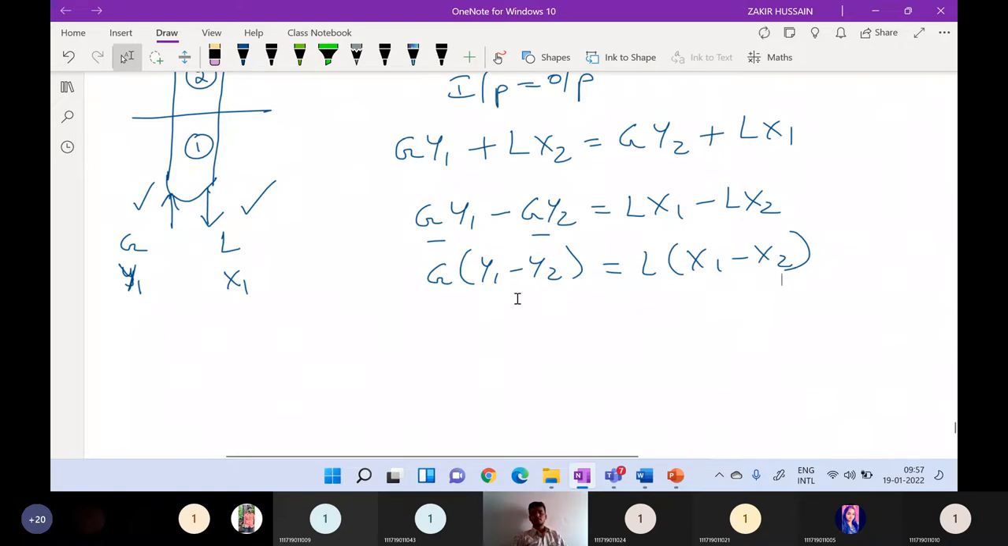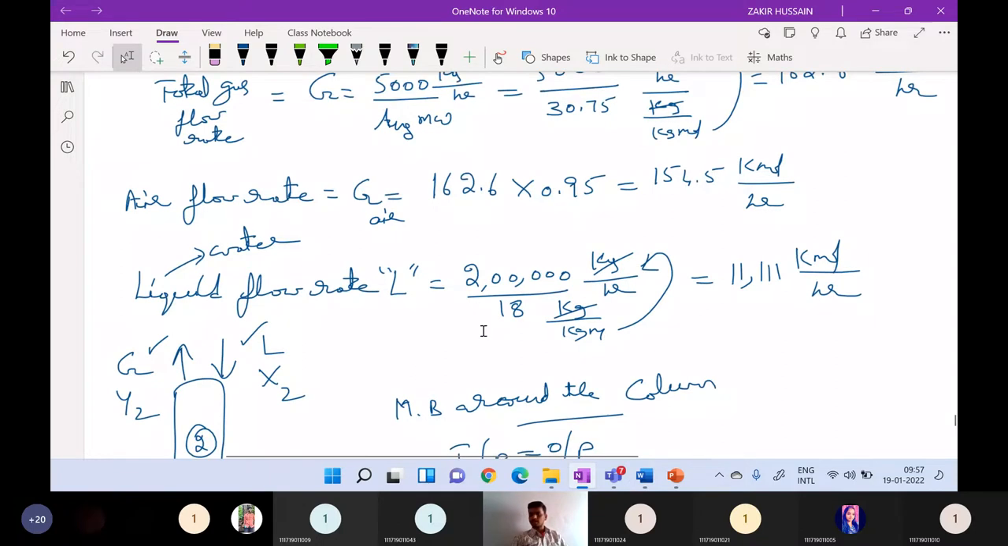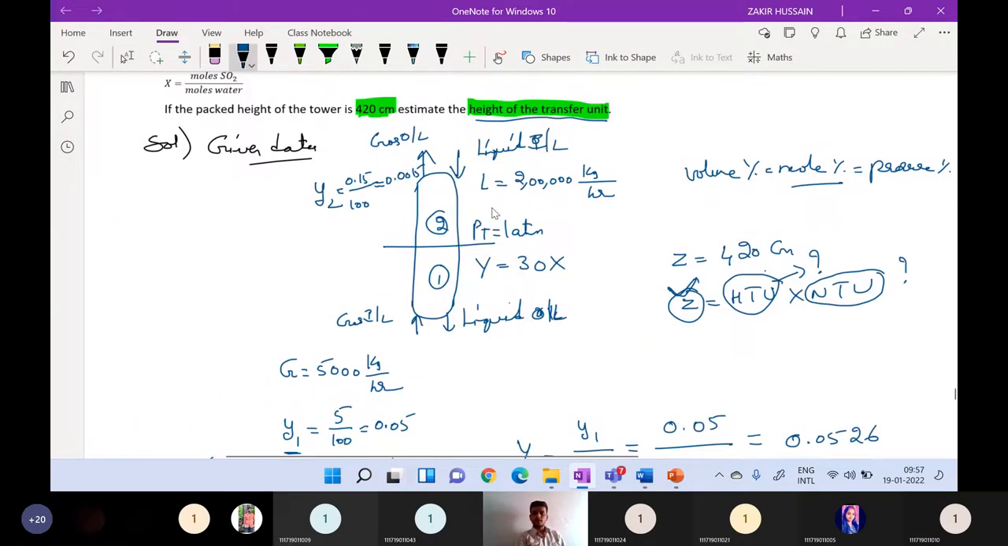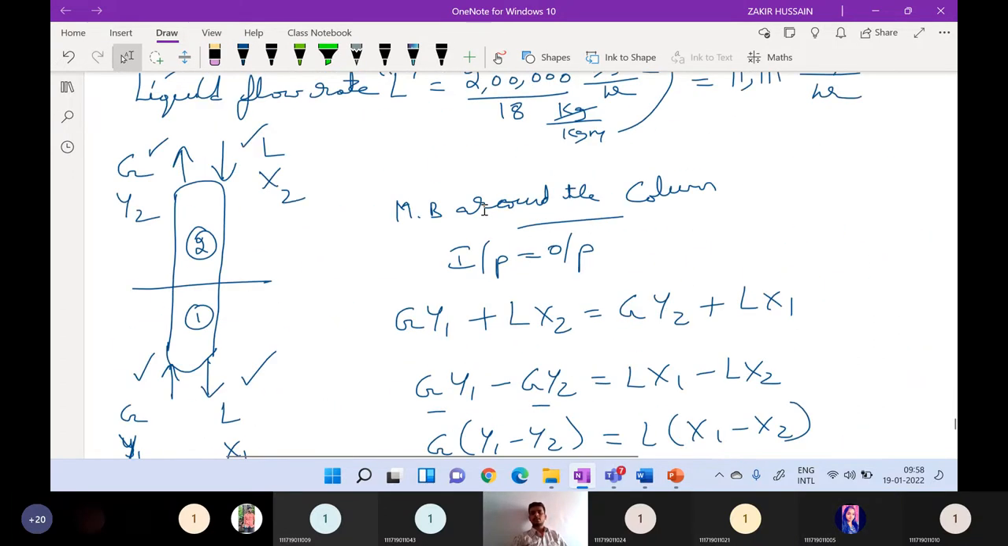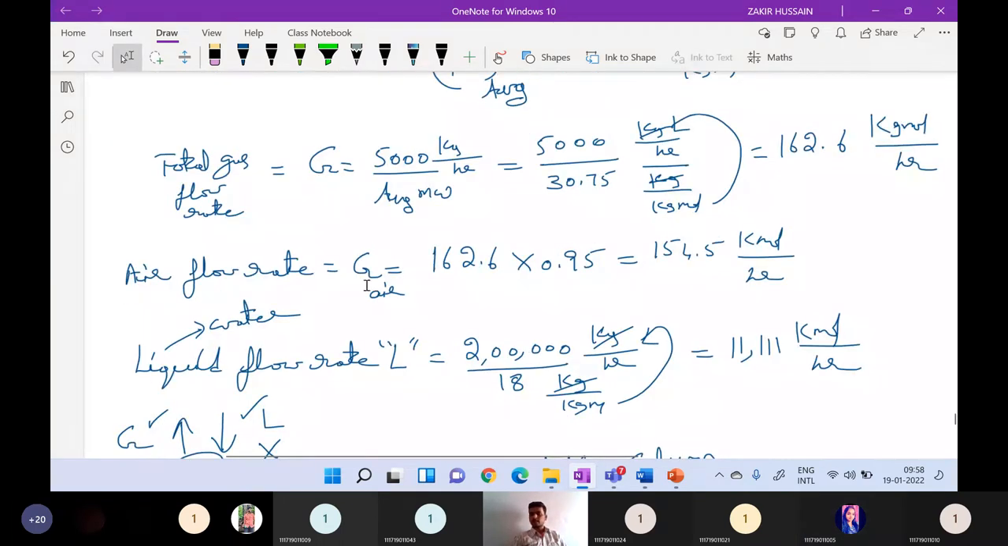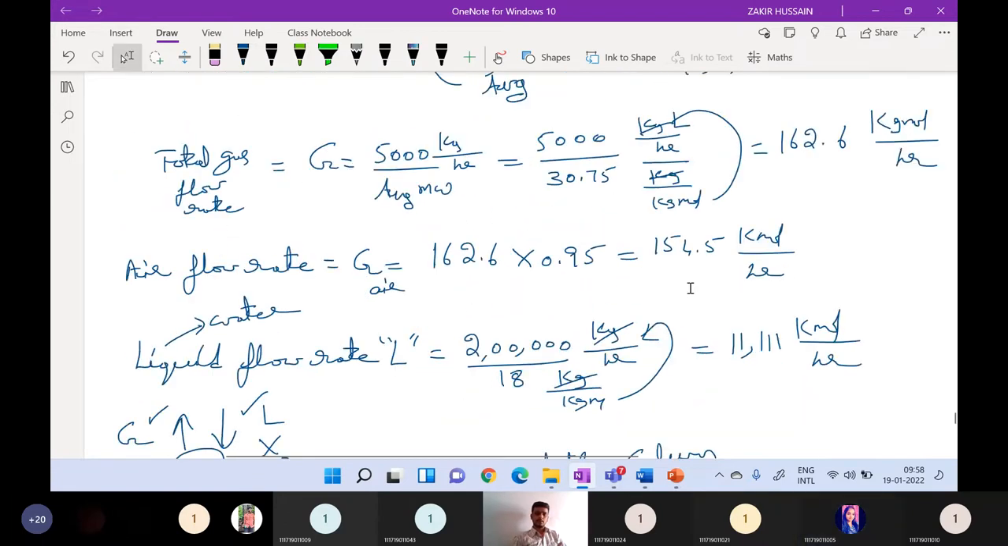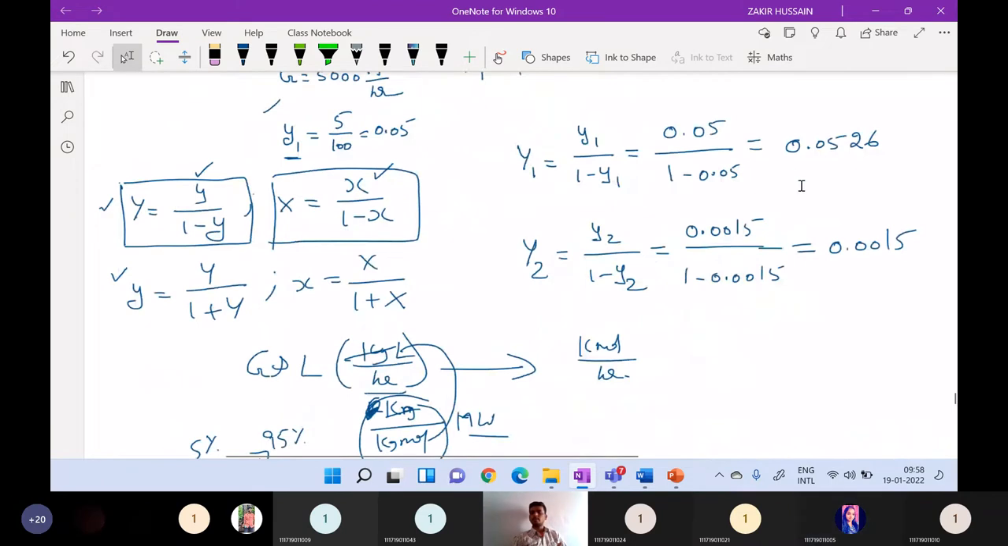So what are the values of X1, X2, Y1, Y2? We can define that using those formulas and calculate. So here G is there, L is already there, and Y1 and Y2 are also there. And what about X? Here, what is the composition of X2? X2 will be 0. Whenever they are not given any composition, consider it as pure water or pure solvent. Considering pure water, we are taking X2 as 0. The inlet mole ratio of your solute in the inlet water is 0. But what about X1? We don't know that one. So we have Y1, Y2 and X2, and X1 we don't know. That X1 only we have to calculate using the material balance formula. So G we already know, G of the air is 154.5. That is 154.5 into Y1, and Y1 is 0.0526.